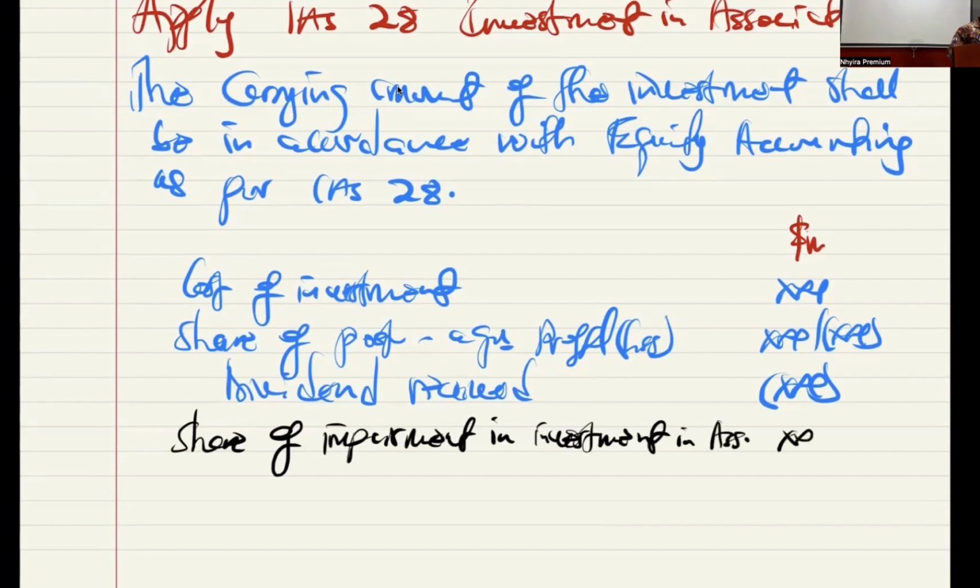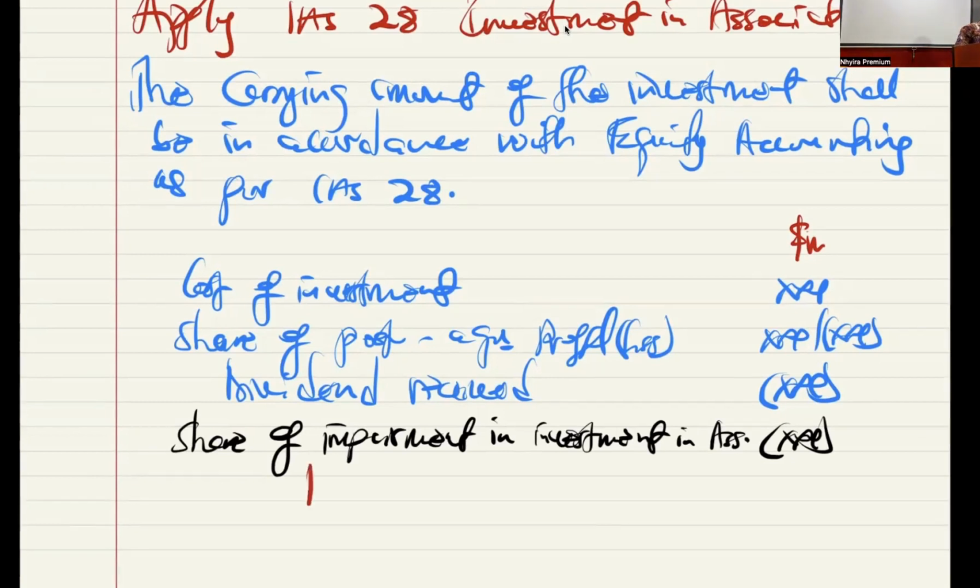In associates, we're going to be deducting it. You've got to be mindful of this because it is just our share we are bringing. And this is impairment in investment in associates. There is also impairment in goodwill. We'll come to that later, but this is impairment in the investment in associates. Our share will be brought there.